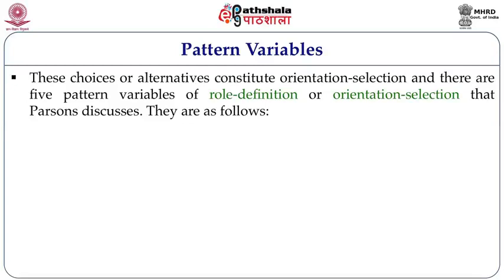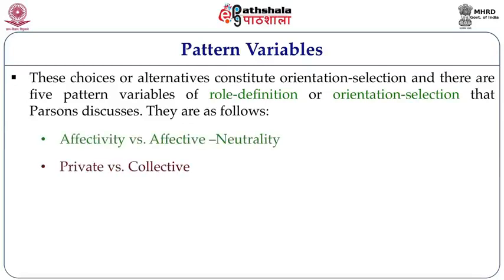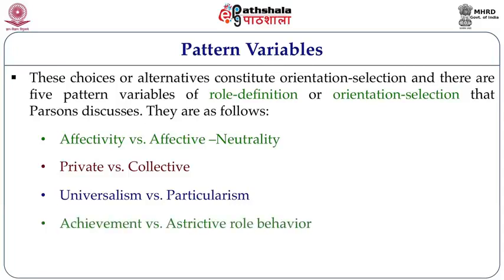The five pattern variables are affectivity versus affective neutrality. The second one is private versus collective. The third one is universalism versus particularism. The fourth one is achievement versus ascriptive role behavior. And the fifth one is specificity versus diffuseness. So these are the five pattern variables that help us to understand the nature of the dilemma faced by an individual in various actions.